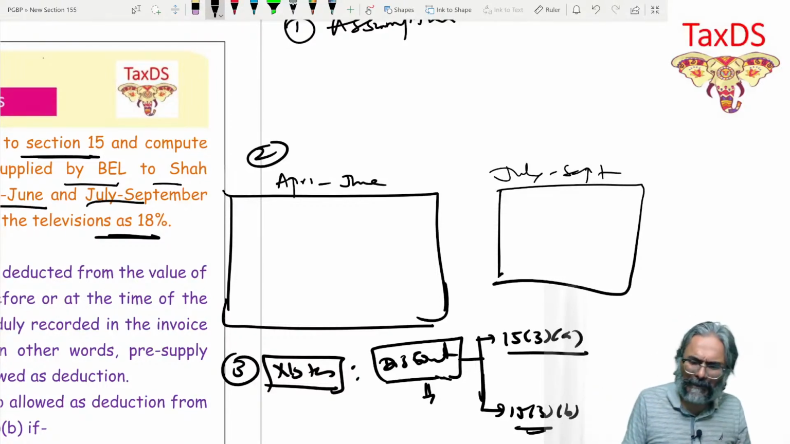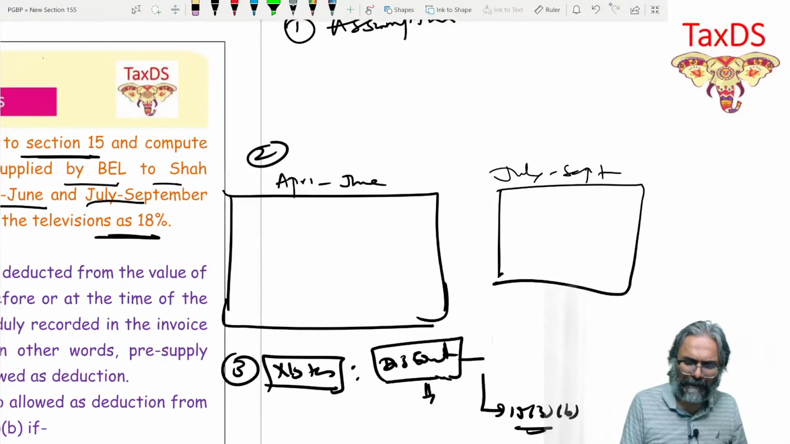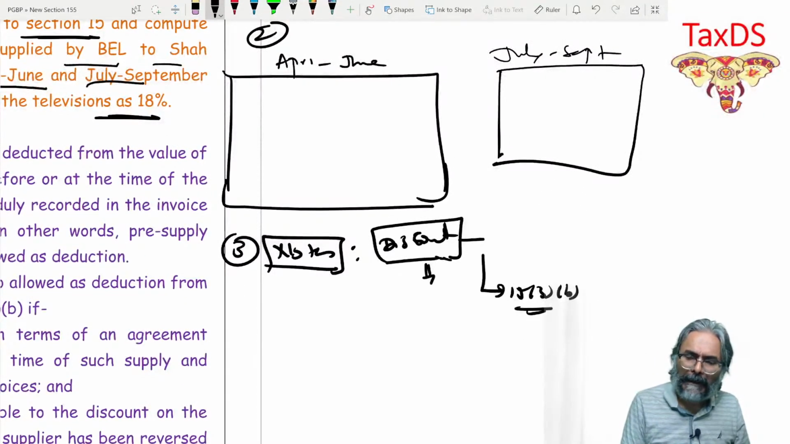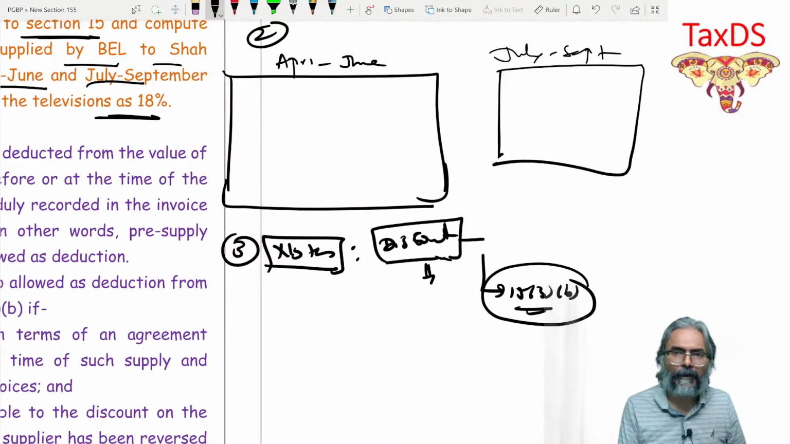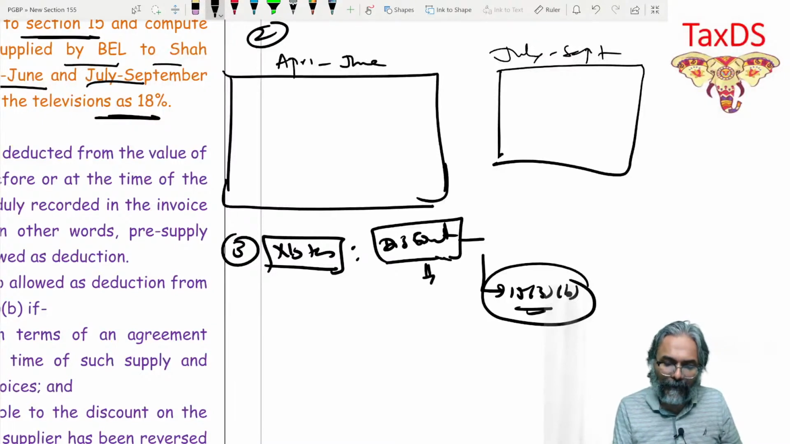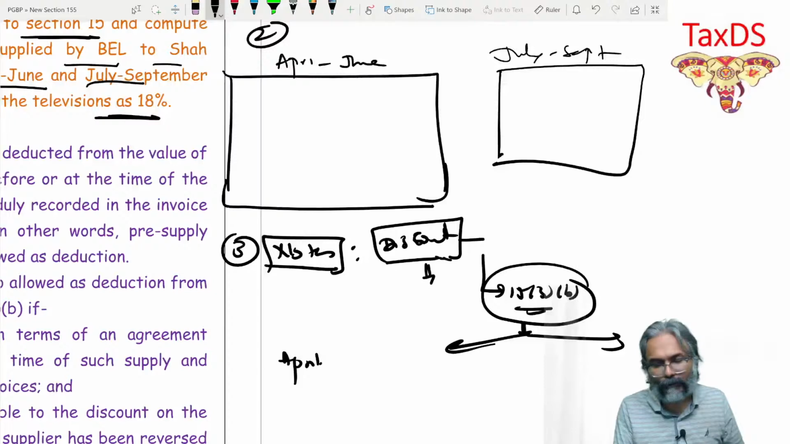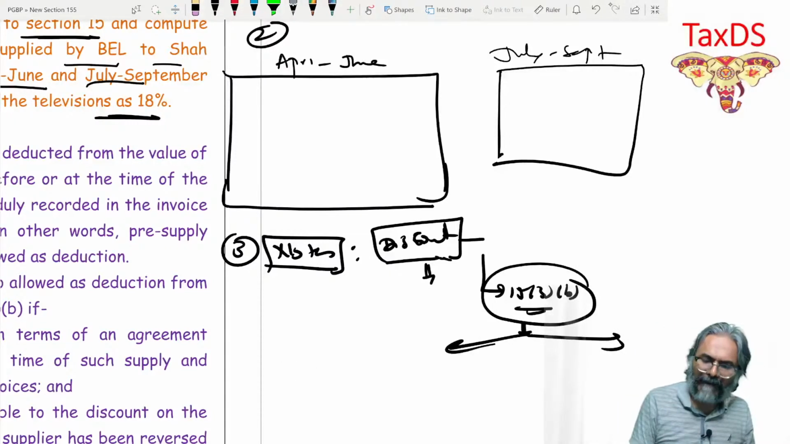15.3a you may skip it, students, ultimately, because 15.3 has got no relevance. At least 15.3b you will write it properly on the notes part. And once you write the condition properly, then for April to June, you will make those two charts.